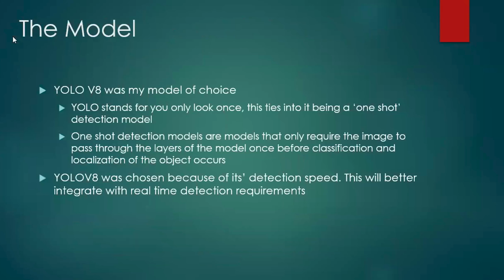So, though this is a data-centric approach, the model is still an imperative choice. My model of choice was YOLO V8. YOLO stands for you only look once. This ties into it being a one-shot detection model. With that being said, that means that our image will pass through the layers of the model only once. This ties in well to real-time applications, as our detection time is actually very low as a result of this.